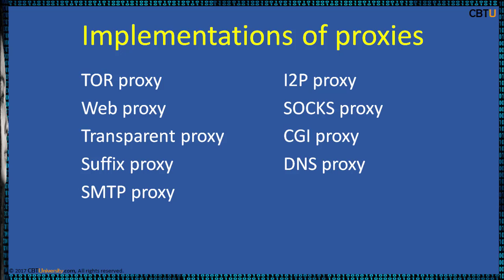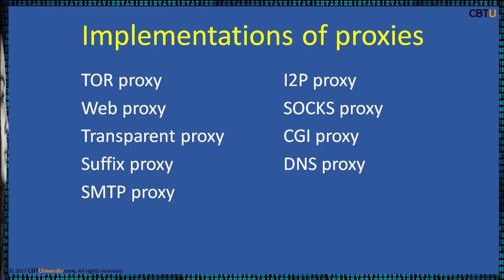CGI proxy. A CGI proxy accepts target URLs using a web form in the user's browser window, processes the request, and returns the results to the user's browser. Suffix proxy. A suffix proxy allows a user to access web content by appending the name of the proxy server to the URL of the requested content, like example.com.suffixproxy.com. DNS proxy takes DNS queries and forwards them to the Internet Domain Name Server. It may also cache DNS records.